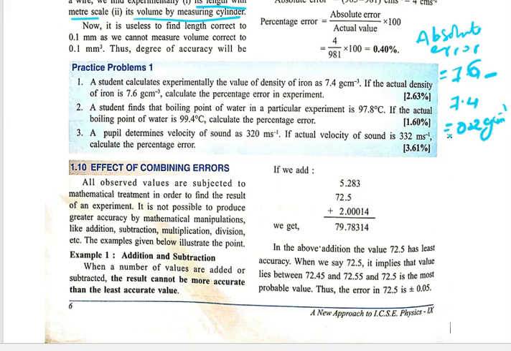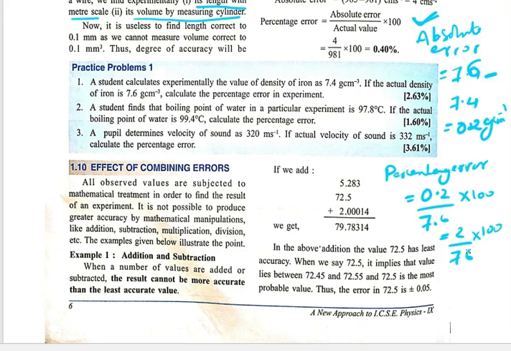Now we can put in the percentage error. So percentage error will be equal to absolute error, you can use this formula. Absolute error is 0.2 divided by actual value. Actual value was 7.6, into 100. If we solve this, we will get 2 by 76 into 100. After solving this, we will get 2.63 percentage.